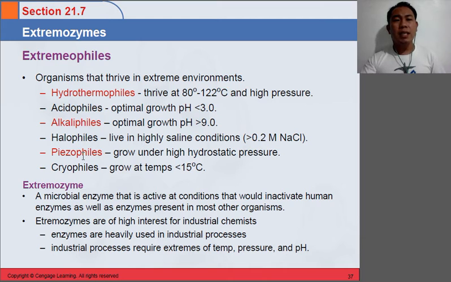So these organisms produce extremozymes. Extremozymes are microbial enzymes that are active at conditions that would inactivate human enzymes as well as enzymes present in most other organisms. Extremozymes are of high interest for industrial chemists because enzymes are heavily used in industrial processes, and industrial processes require extremes of temperature, pressure, and pH.